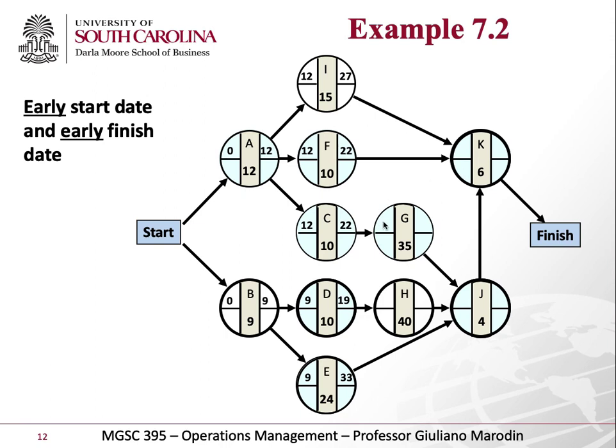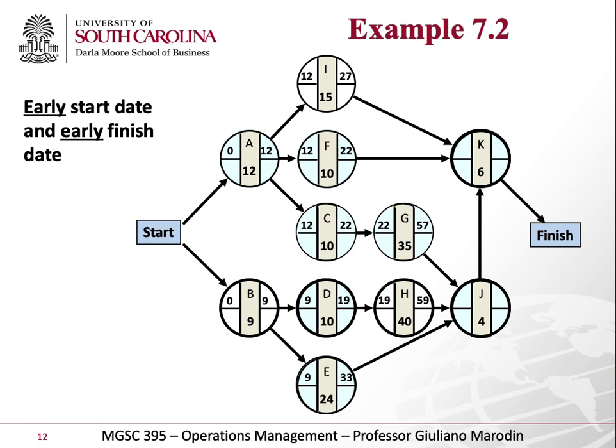Then I go to the next one here, G. I have to take a look at this, 22. So I know that this is going to be the earliest start date. 22 plus 35 is going to be 57. And the next one will be H. For H, I know that D finished at 19. So it's going to be 19 here plus 40, 59.